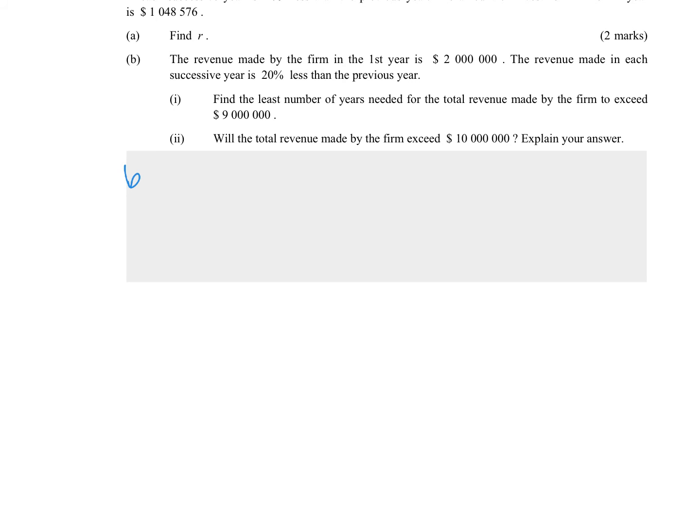B2. First of all, we are considering the total revenue. Just now, the total revenue needs at least 11 years to exceed 9 million. So now, will the total revenue made by the firm exceed 10 million as well? Here we are looking at the highest possible total revenue.